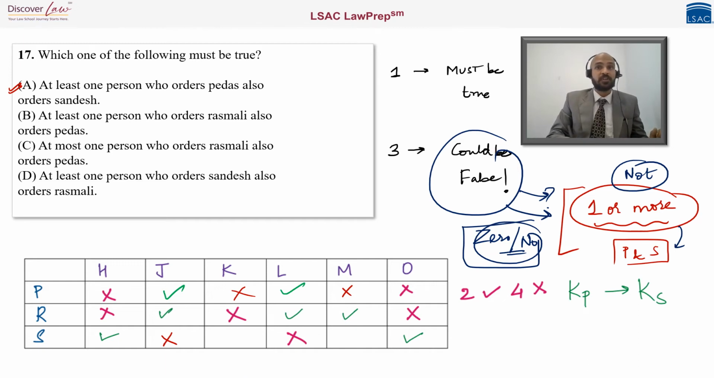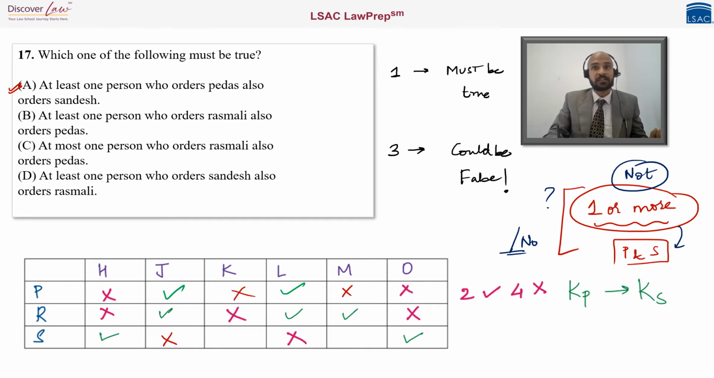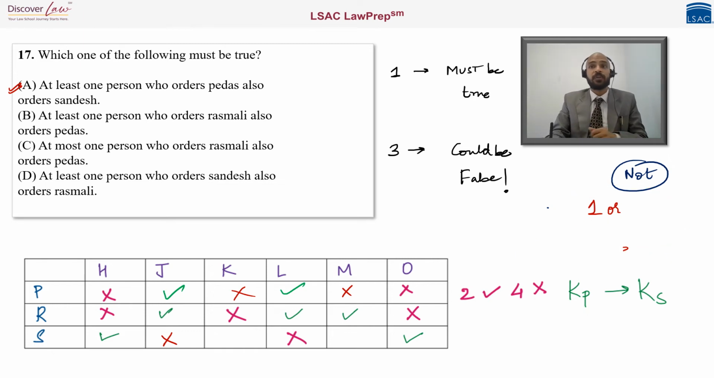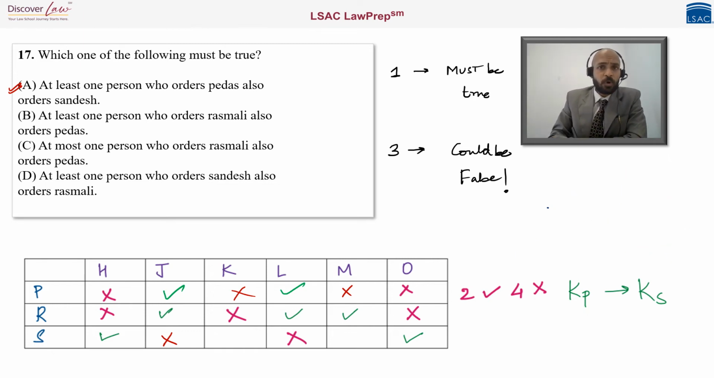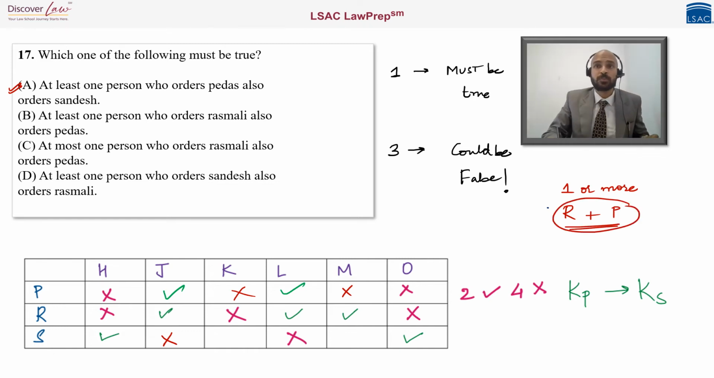Let us proceed to the next option and ask ourselves the same question. Okay, so let's look at option B. Option B reads, at least one person who orders R also orders pedas, which means that one or more persons who order rasmalai also order pedas, right? That means you're saying again that one or more persons order R and P.